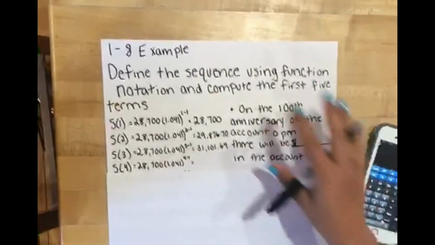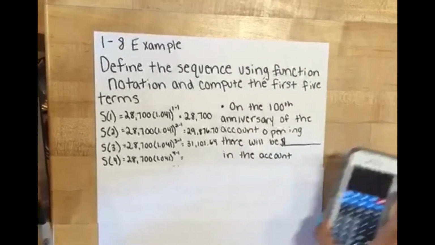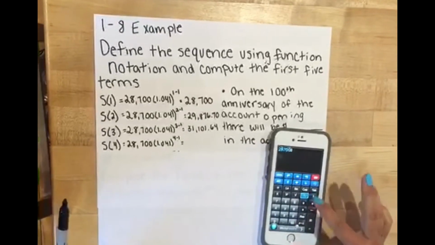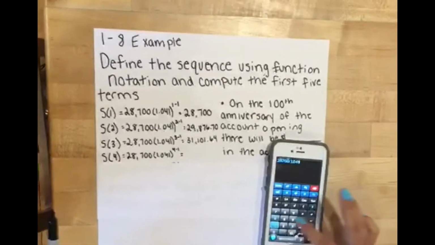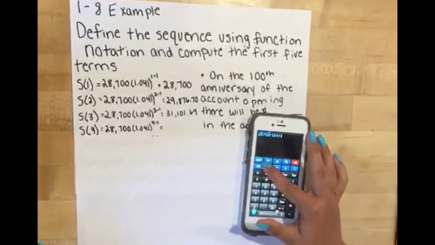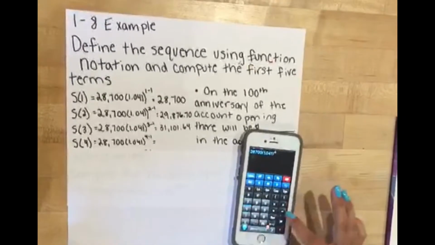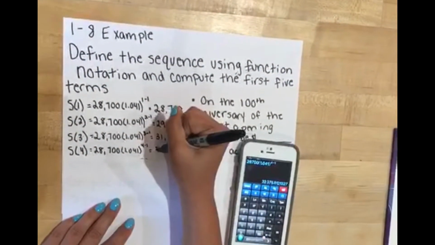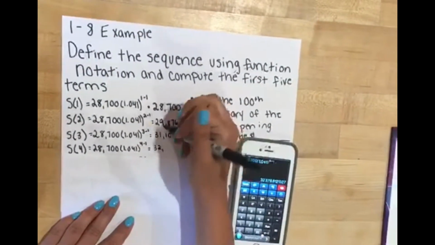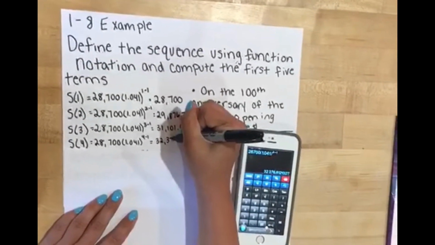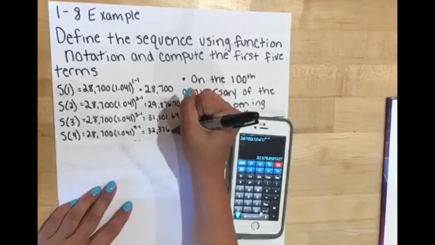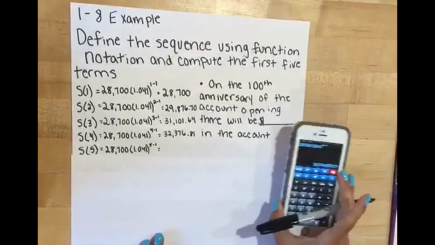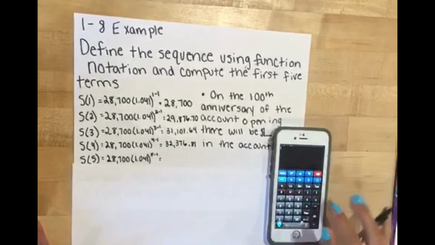So now we're moving on to the 4th year. You do the same thing. You put your 28,700 times 1.041 and you raise that to the 4 minus 1 power. You're now looking at 4 years and you get a value of $32,376.81. Now, for your 5th year, you do the same thing again.